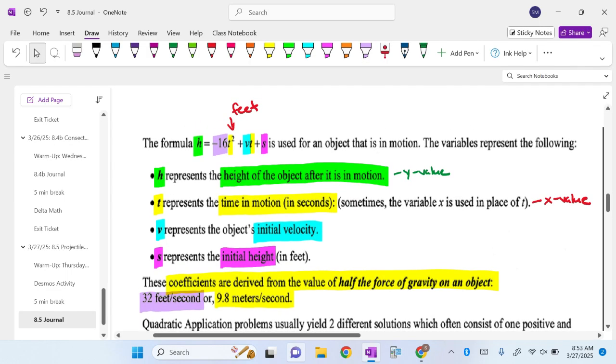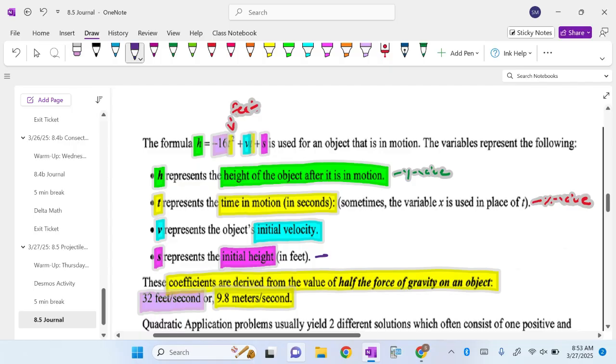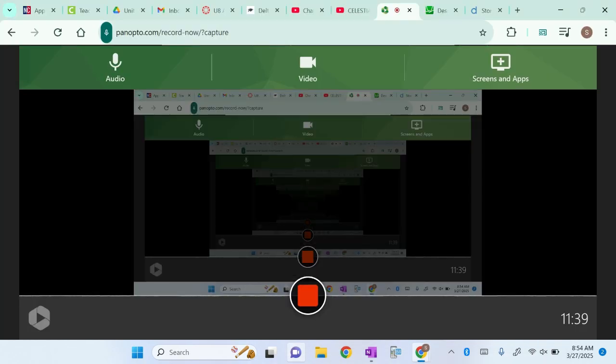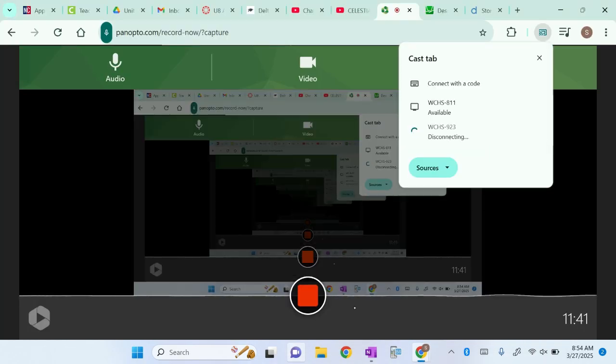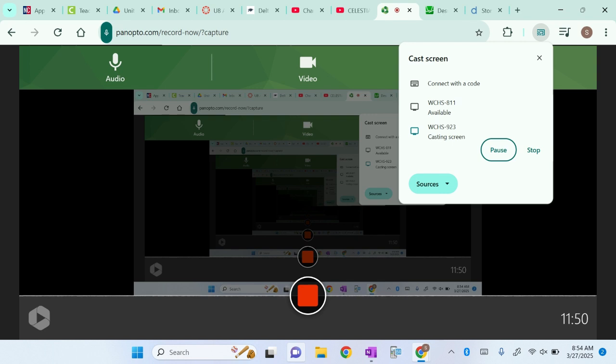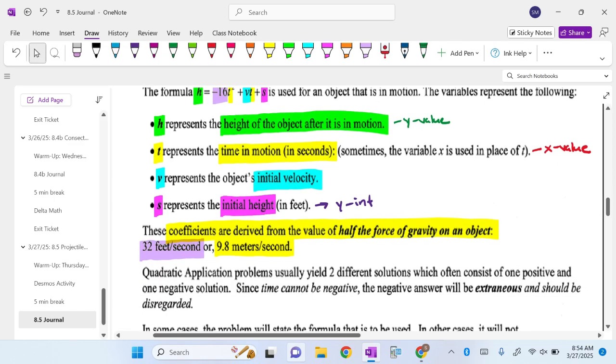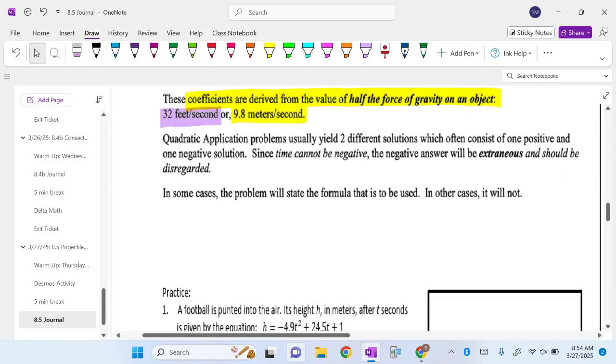Now, another thing to note with the initial height, that's also your y-intercept. So you can look at the function without even graphing it and see the y-intercept. Hold on. It's lagging. Give me a second. There we go. So that's also your y-intercept.